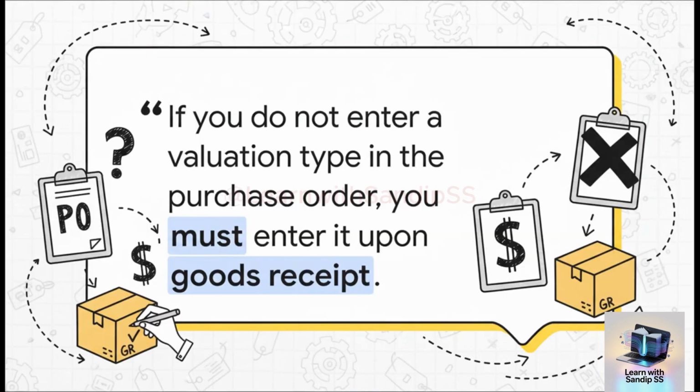Now listen up, because this is a pro tip you absolutely need to remember, especially if you deal with purchasing. When you're creating a purchase order, you have a choice. You can leave the valuation type blank, but if you do, you have to enter it when the goods arrive, no exceptions. On the other hand, if you do put the valuation type in the purchase order, you're locked in. You cannot change it at the goods receipt. That's a tiny detail that can cause big problems if you forget it.